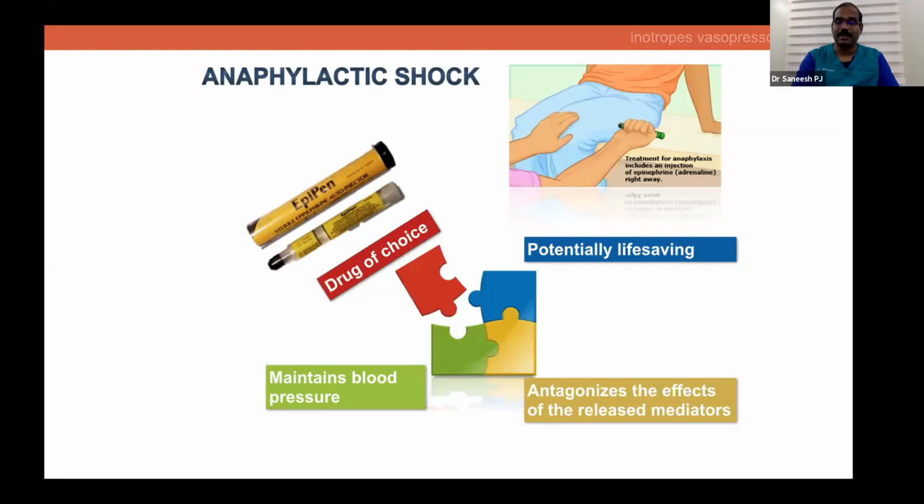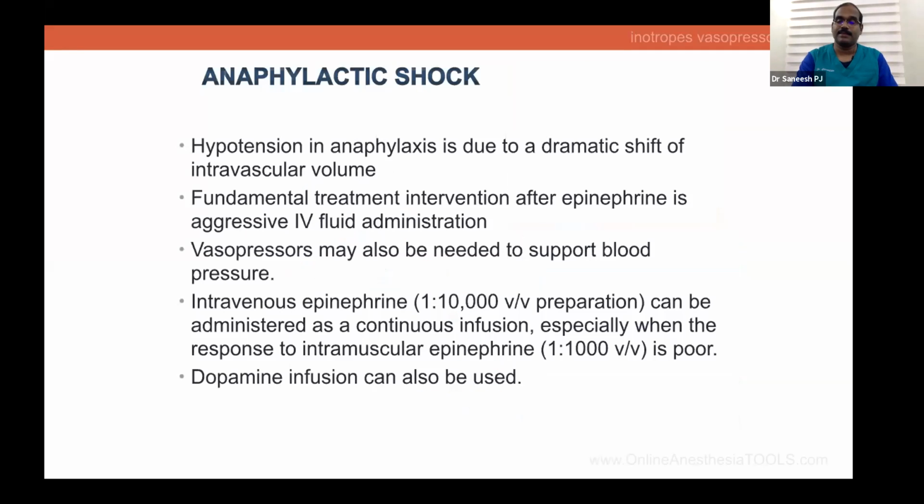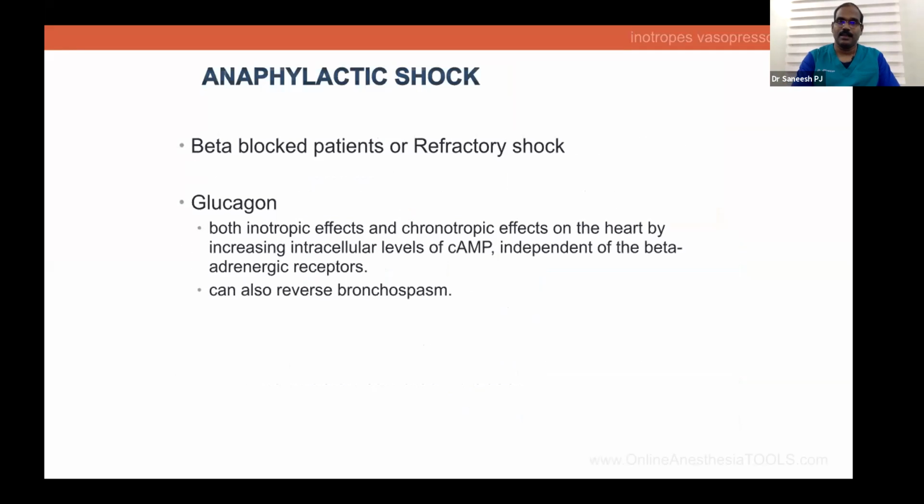One thing to remember is that epinephrine given intramuscularly is short-acting. After some time, the mediators will last longer than the epinephrine. So you have to keep on watching, or you start an intravenous epinephrine continuous infusion, especially when the intramuscular epinephrine response is very poor. Dopamine infusion also can be used. The problem comes when you face beta-blocked patients or refractory shock following anaphylaxis.